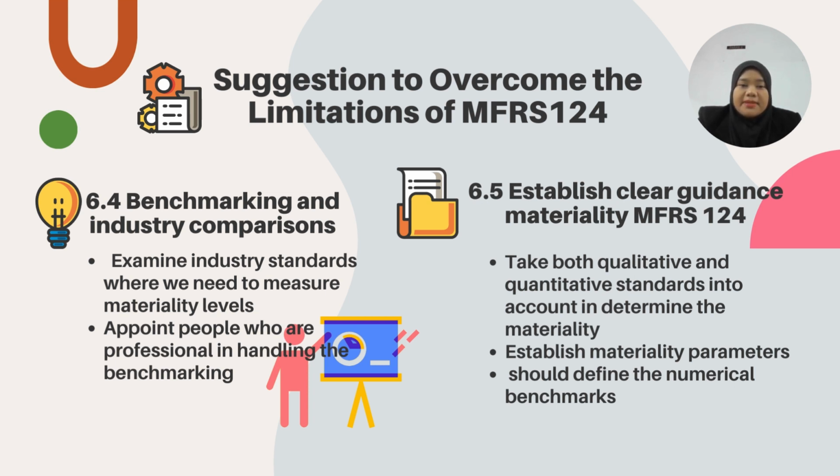Establish materiality parameters which, in the context of related party disclosures, precisely specify what constitutes materiality. The standard should define the numeric benchmark that will be taken into consideration for materiality, such as a percentage of total assets. By applying this recommendation into practice, the organization can create a strong, precise set of guidelines of materiality in the context of disclosure of related parties in MFRS 124, which will improve the consistency and transparency of financial reporting.